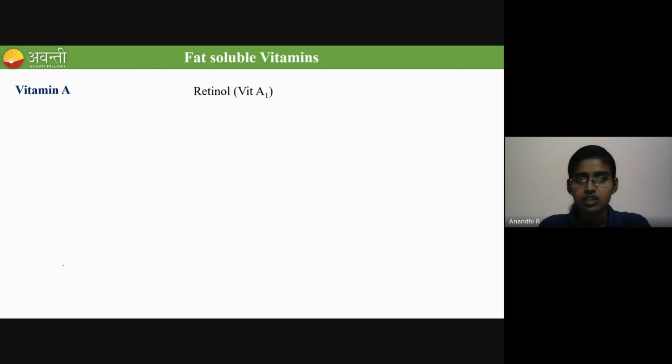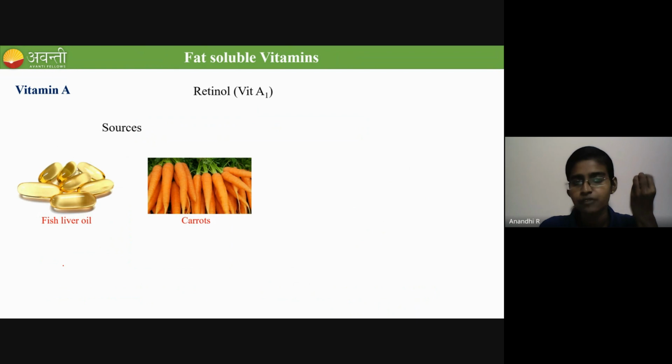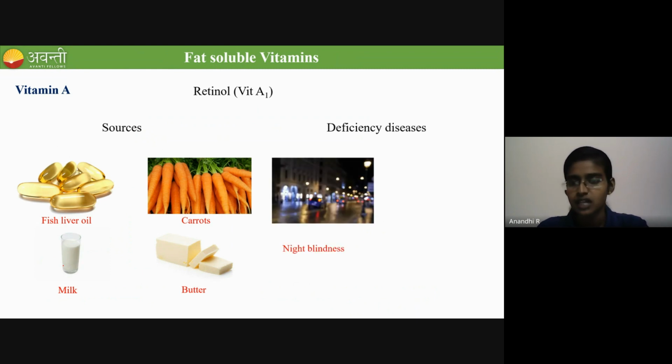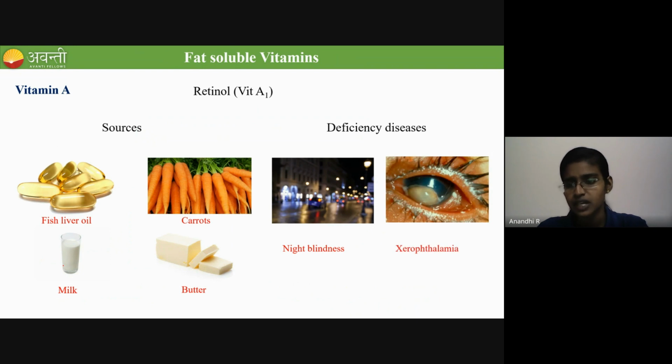So coming to fat soluble vitamins, the first fat soluble vitamin given to you on the screen is vitamin A. It is present as retinol, that is vitamin A1 actually. The sources of vitamin A are fish liver oil, carrots, milk, and butter. If you are deficient in vitamin A, you will get diseases like night blindness, xerophthalmia, etc. Mostly all types of eye diseases you will get if you are deficient in vitamin A.